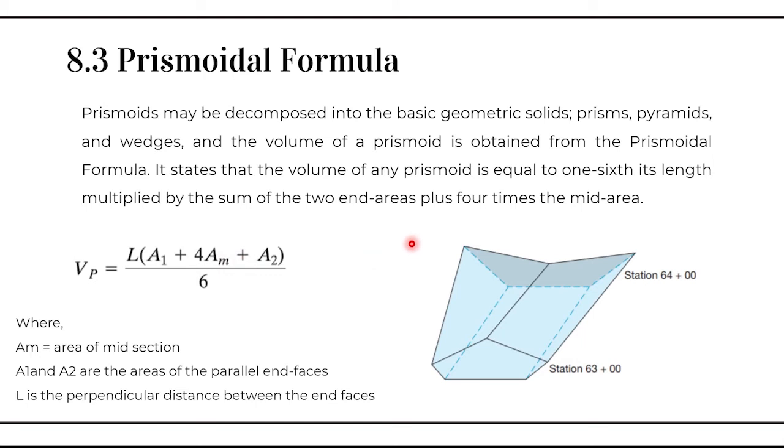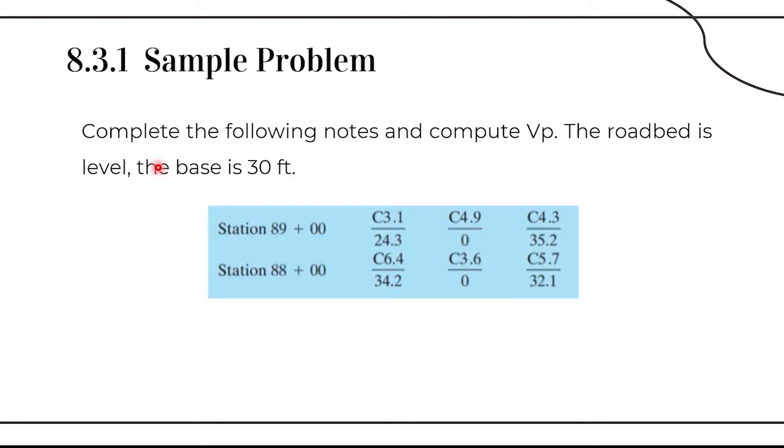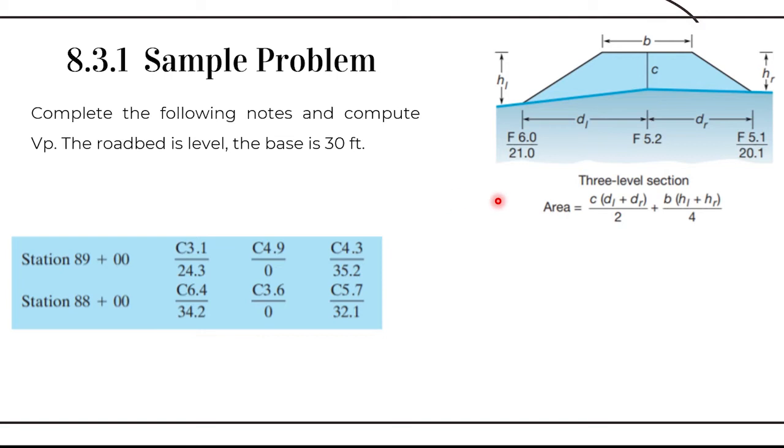To further understand how to use the Prismoidal formula, I have an example problem that applies the formula. So the problem states that we have to complete the following notes and compute for the volume using the Prismoidal formula. The roadbed is level, the base is 30 feet. This note is an example for a 3-level cross-section.